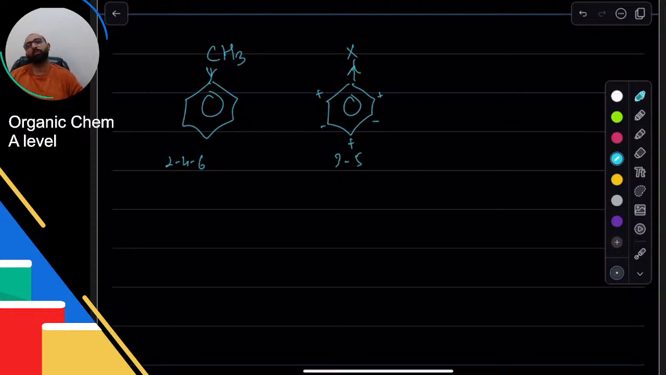Now, why am I saying 2, 4, 6? Why not 2, 4? Because if you already have things on 2, 4, then the next site will be 6. But usually they either go for 2 or 4 if you just have one thing coming in.